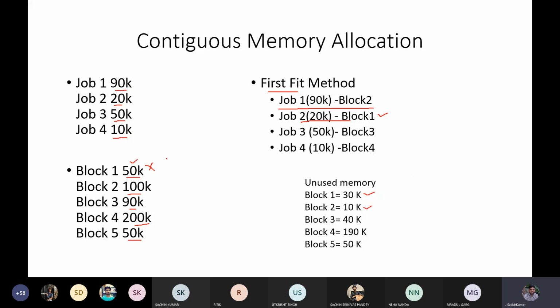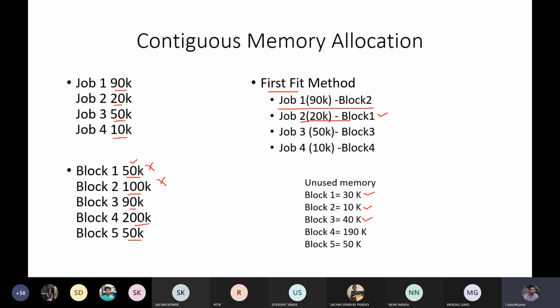Job 3 will come. You cannot allocate in block 1. You cannot allocate in block 2. It will search. 90K is available, this is sufficient. So job 3 will go into block 3. Here the unused space is 40K.